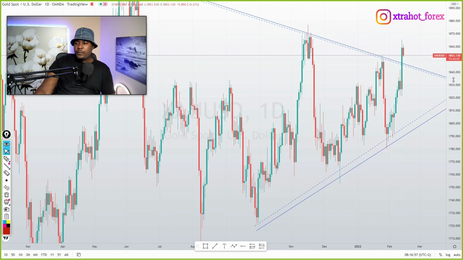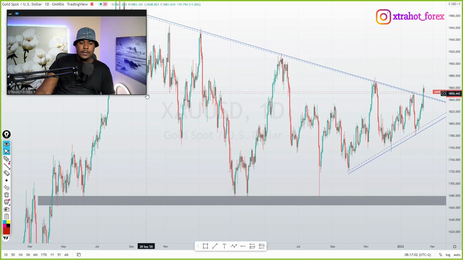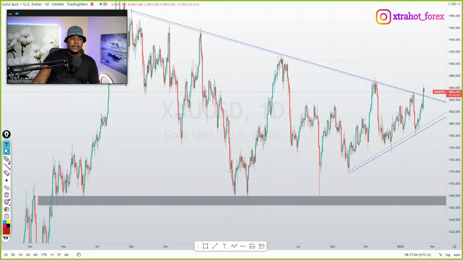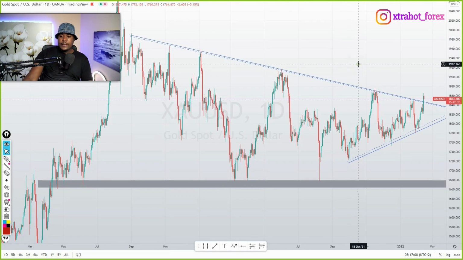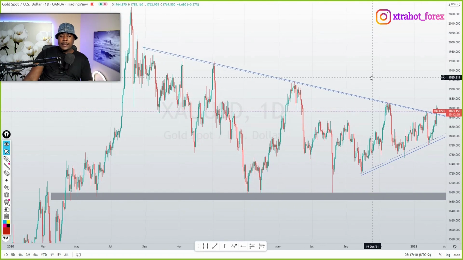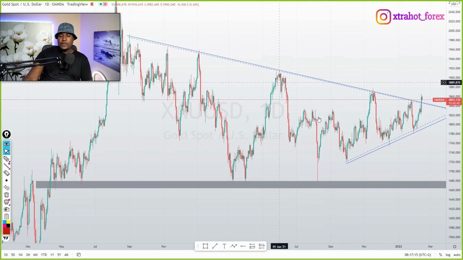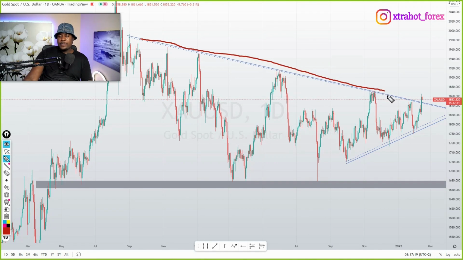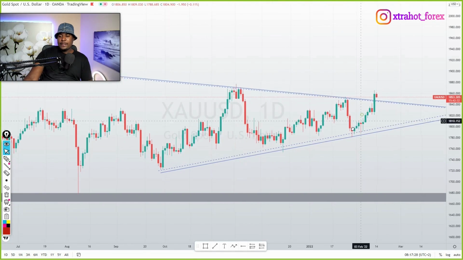So, again, we are on gold. Let me try to squeeze this. Sorry, we are on gold at the moment. Gold showed us a very nice move. We can see that we were on a wedge. You can see how the market was moving, nicely pushing lower on one side and also nicely pushing to the upside on the other side. So the market was actually squeezing the candlesticks here.